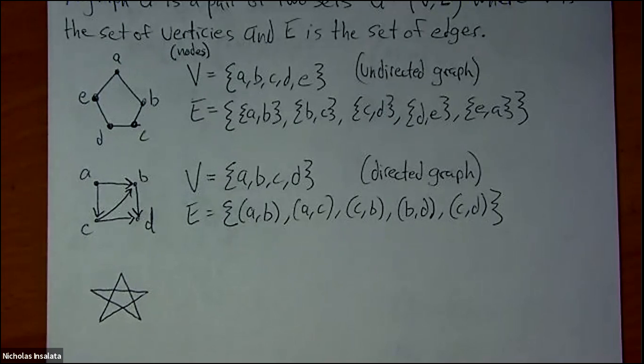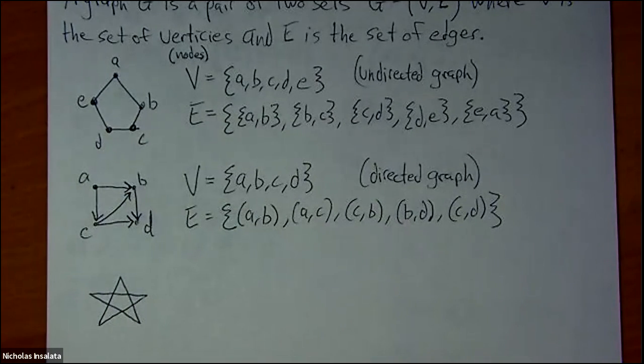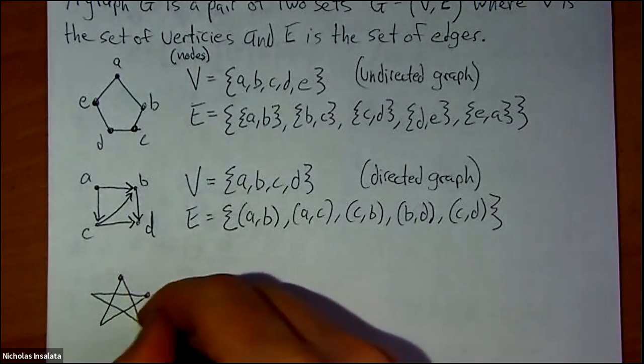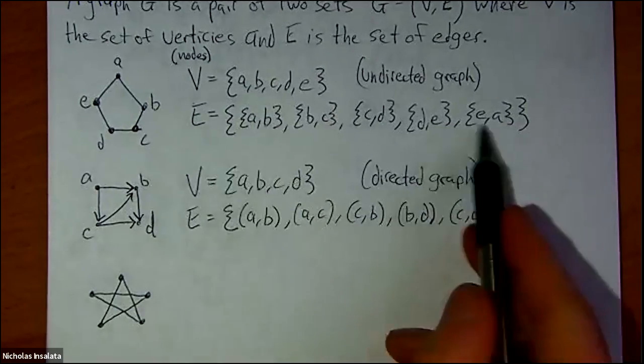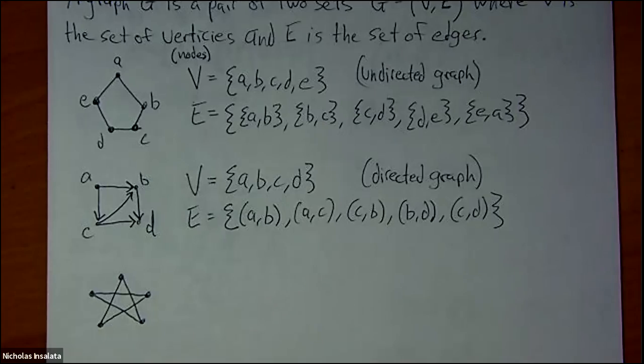Well, something interesting is going on here. There's a relationship between these two graphs. Can anyone tell me what it is? They're the same. Okay, well, how could we label the vertices in this graph so that the edge set is identical to the edge set from our pentagon, right? So let me get you started.